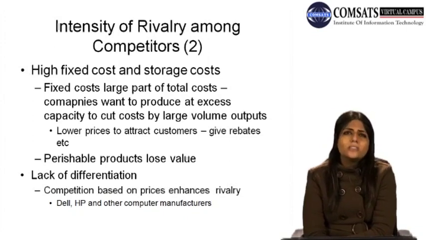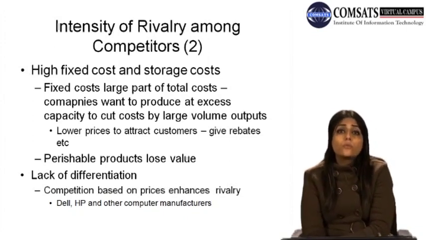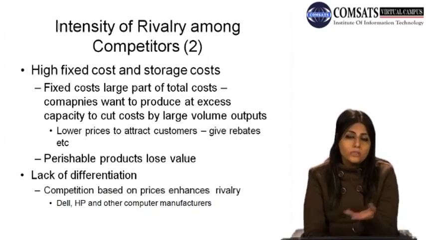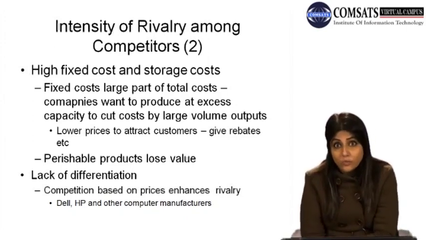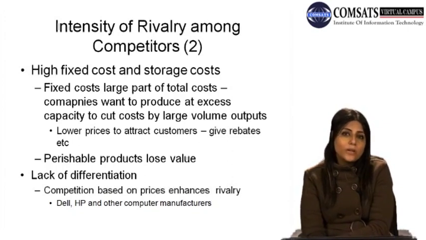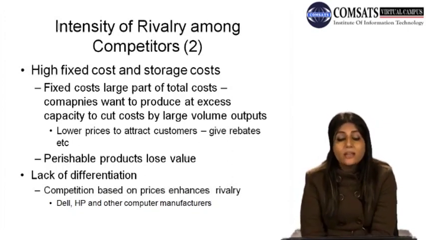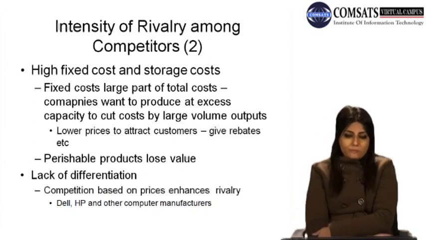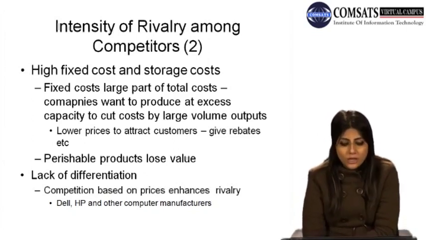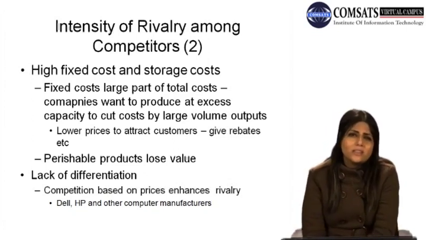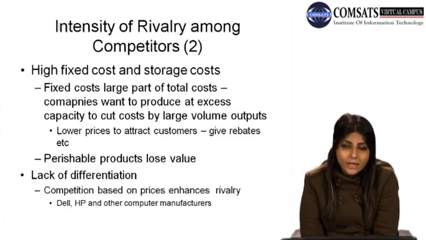In certain cases, companies also give rebates. They also have promotional policies such as buy one get one free, or this much off on the second product if you buy the first one. That is because the companies are producing in bulk, and they are then offering that at a lower price to increase their sales, right? So that can also lead to competitive rivalry and price wars, right? Then we have perishable products that also lose value. As a result, you're offering them at lower prices, right?